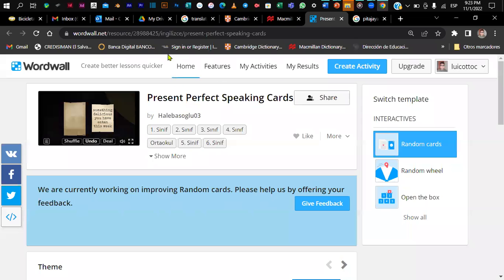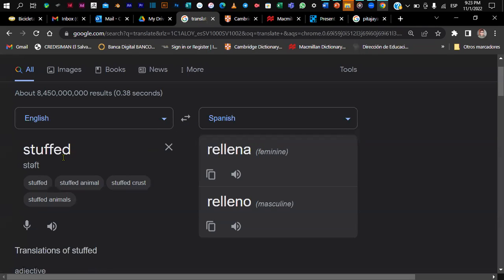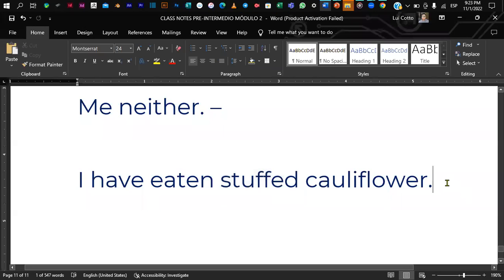Let's check if it's correct. I need to double check. Stuffed. You put things inside of something. Okay, that is delicious for you. Yeah, I like it. I like that one too. Okay, what about the rest?